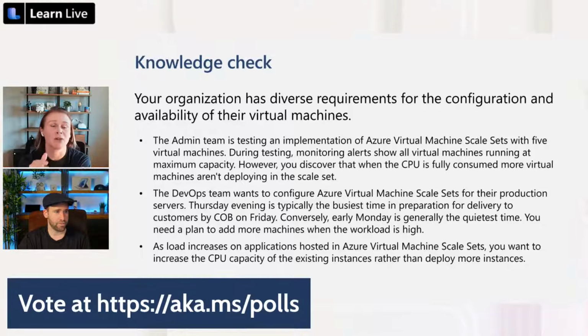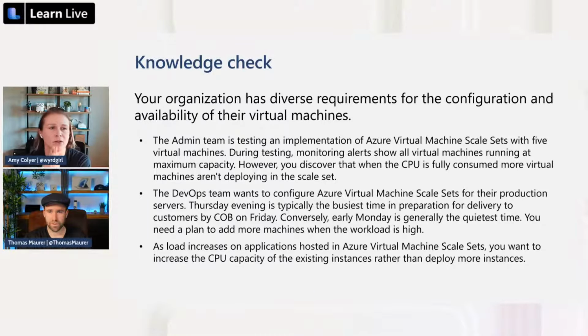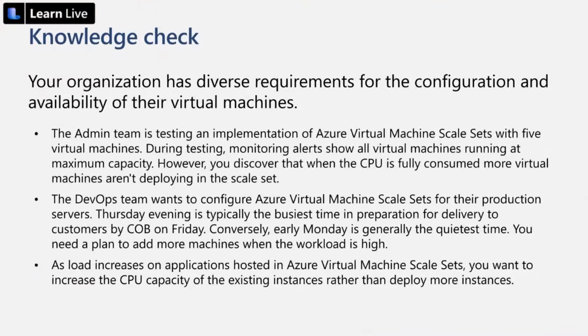Yeah, so it's a 3-part question. I can read it out, but you're welcome to read along. You have an organization with diverse requirements for configuration and availability of their virtual machines. You have your admin team. They're testing an implementation of Azure Virtual Machine scale sets with 5 VMs. During testing, monitoring alerts show all VMs running at maximum capacity.